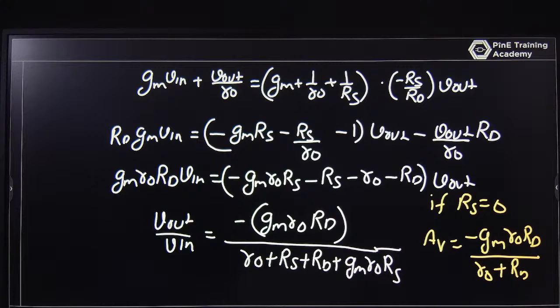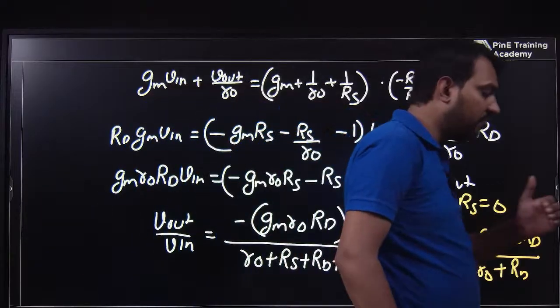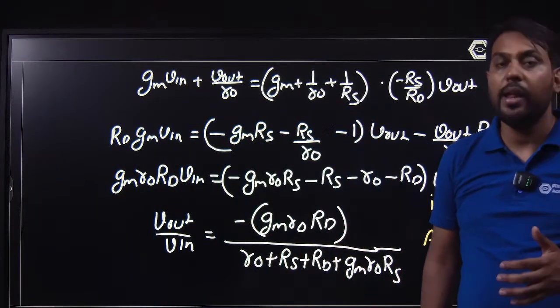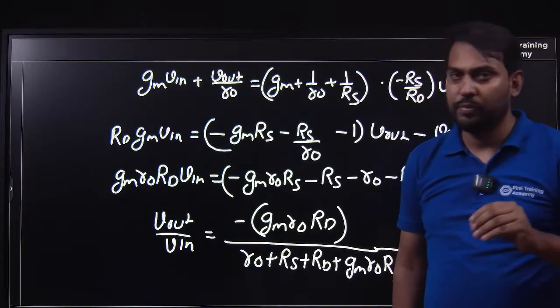Okay, so Rs is useful for setting the operating point, because whenever you are setting the operating point, it does not depend only on the input.